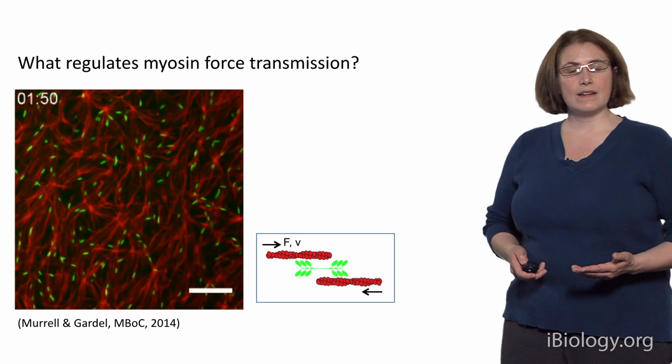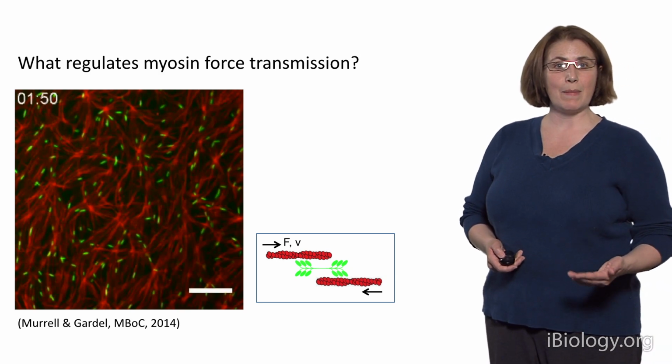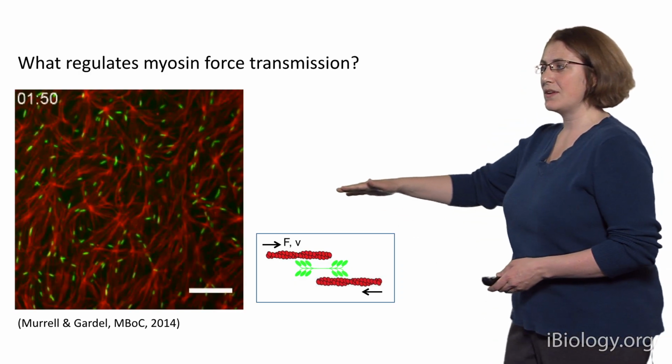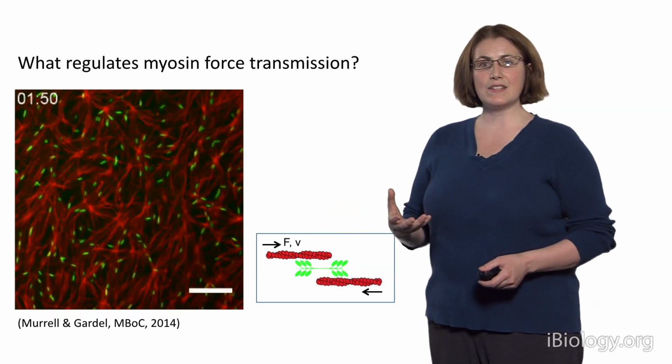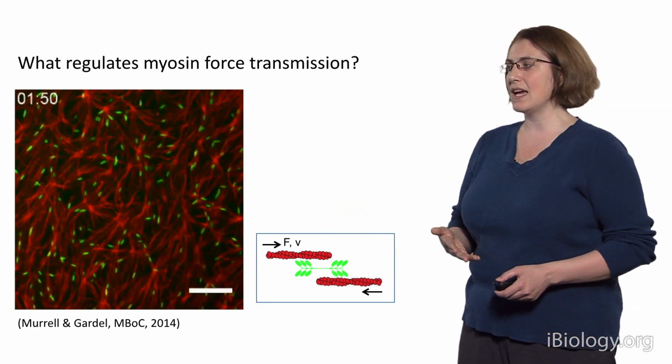In contrast to the highly organized sarcomeric structure of actomyosin that you see in striated myofibrils in muscle cells, in non-muscle cells, you can see actomyosin is very disorganized. This means that the myosin II is going to generate forces that vary in space and time.